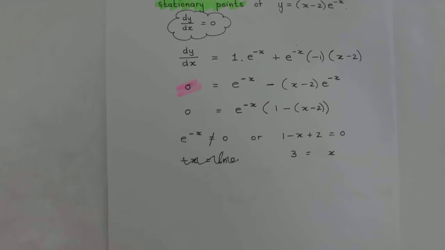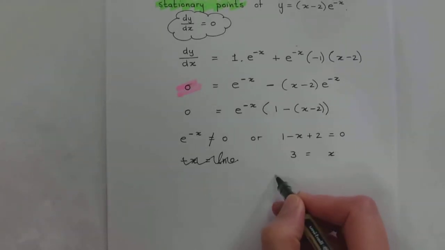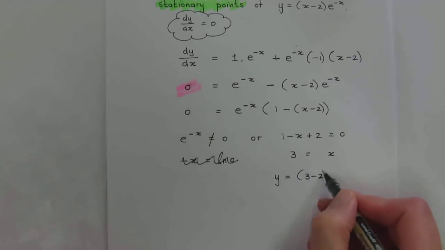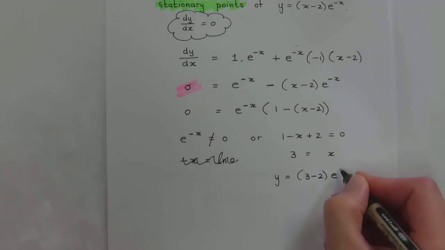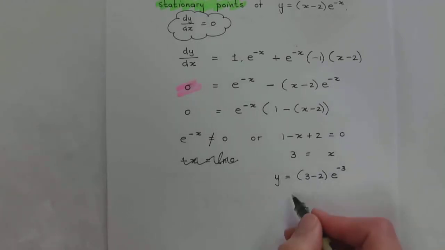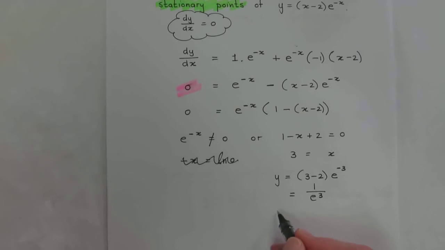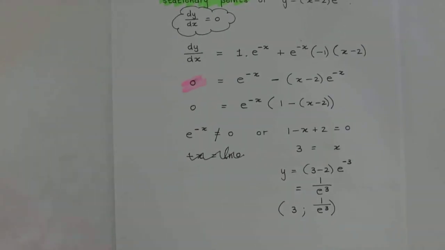So let's do that before we look at the nature of the stationary points. We say y is equal to 3 minus 2 times e to the power of negative 3. And you'll see that simplifies to 1 over e to the power of 3, which means the proper coordinates of the stationary point are 3, 1 over e to the power of 3. There we go.